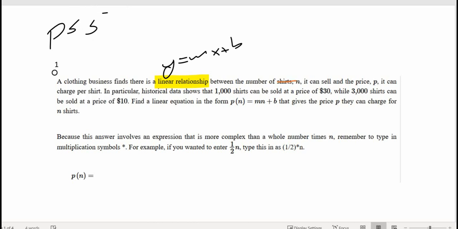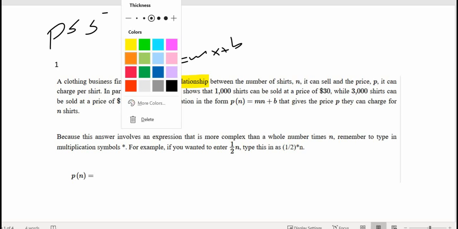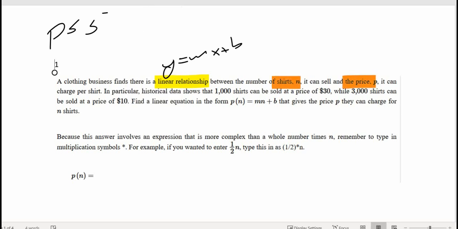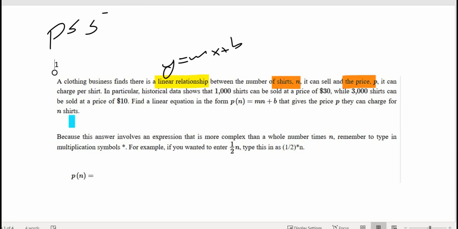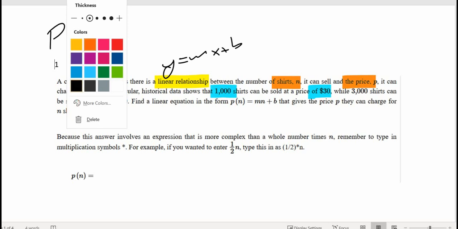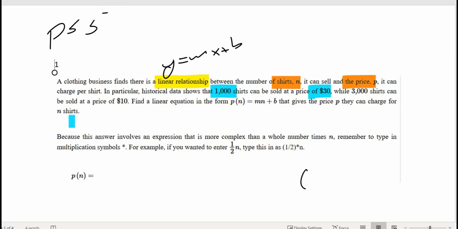So those are going to be my two variables. N will be the number of shirts. Well, I'm striking that out. I meant to just change the color here. So those are my two variables, N and P. Then it goes on to say from a historical perspective, blah, blah, blah, that 1,000 shirts can be sold at $30 a piece.